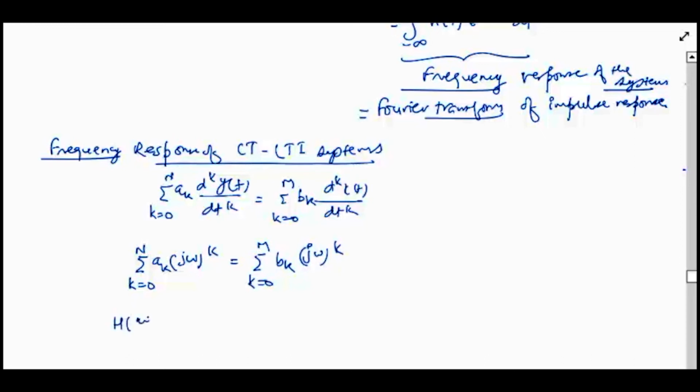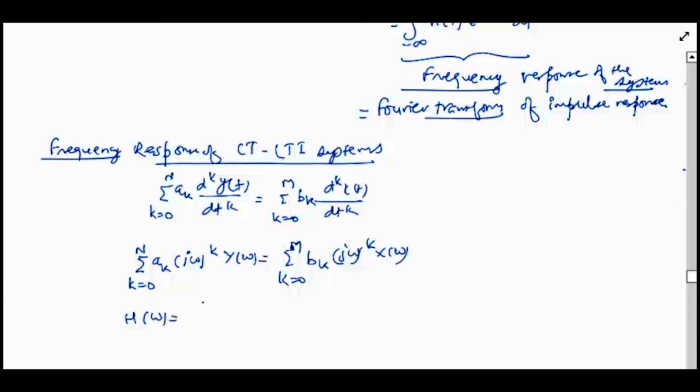Which, from the definition of frequency response, further implies that the frequency response H(omega) is Y(omega) divided by X(omega), which in turn is equal to the sum from k equals 0 to M of b_k (j omega)^k divided by the sum from k equals 0 to N of a_k (j omega)^k.